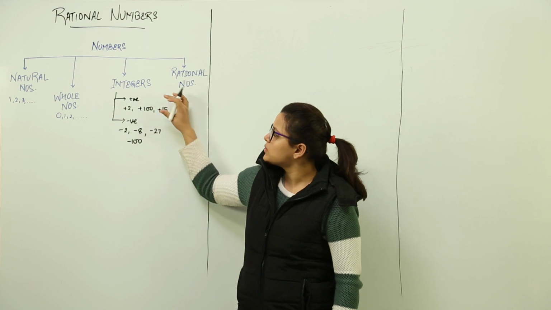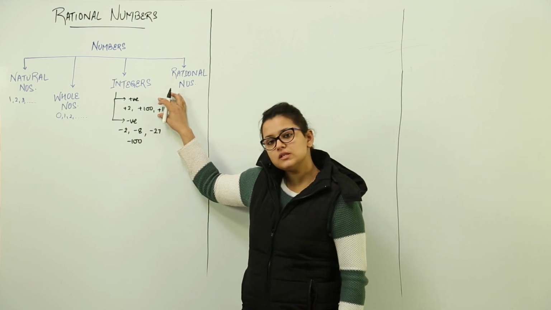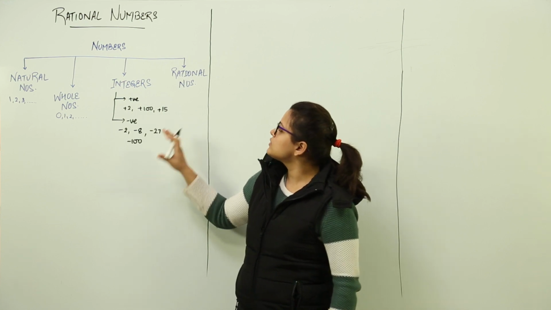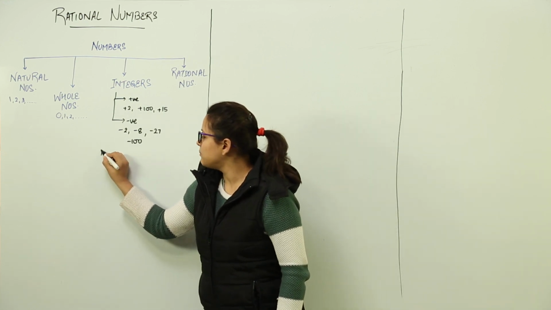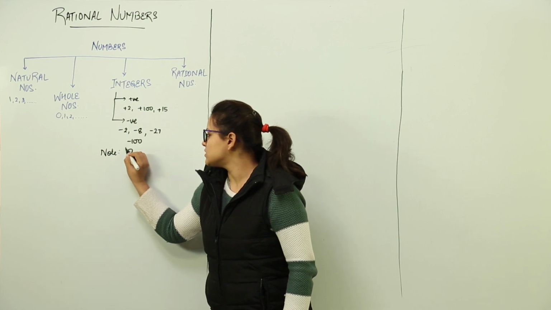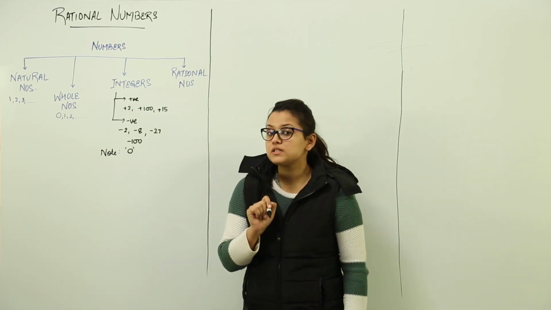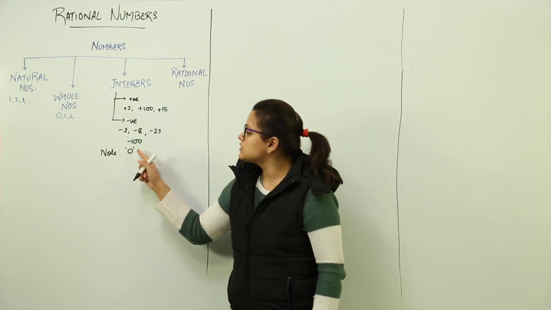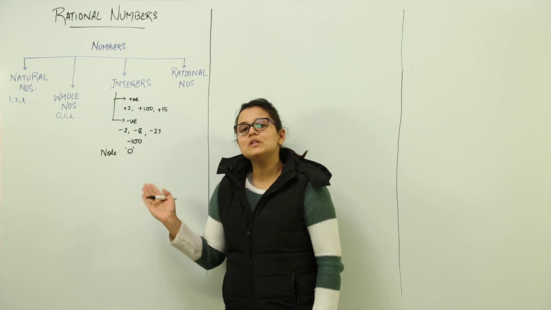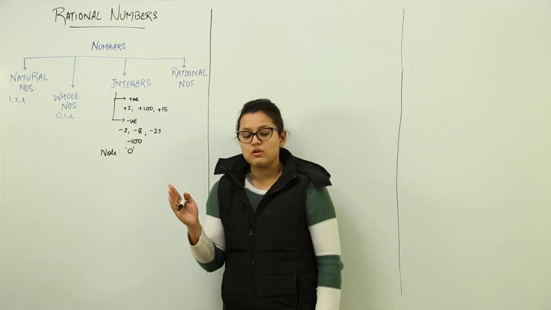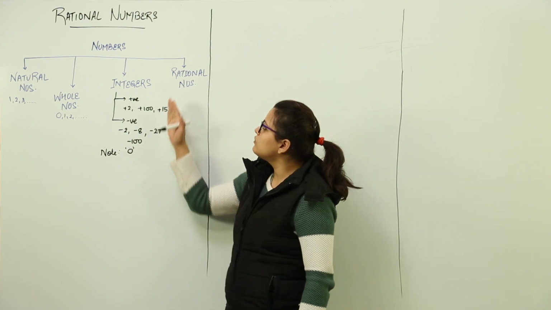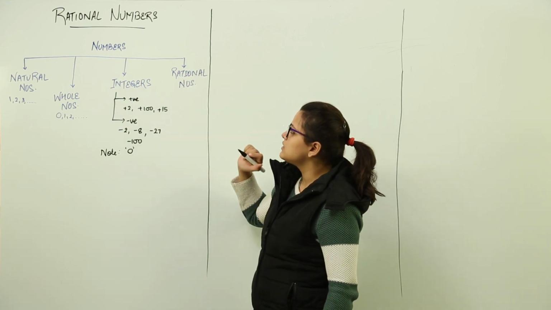So the numbers with positive sign are positive integers. The numbers with negative sign are negative integers. Also, we would make a note that 0 is also an integer, but it is neither positive nor negative, because you would see that 0 has no sign with it. So we call 0 neither negative nor positive, but still it is an integer, right? Now I am moving on to my topic, that is the rational numbers.